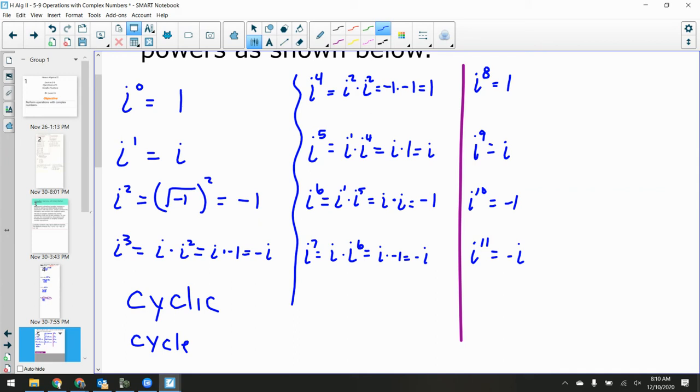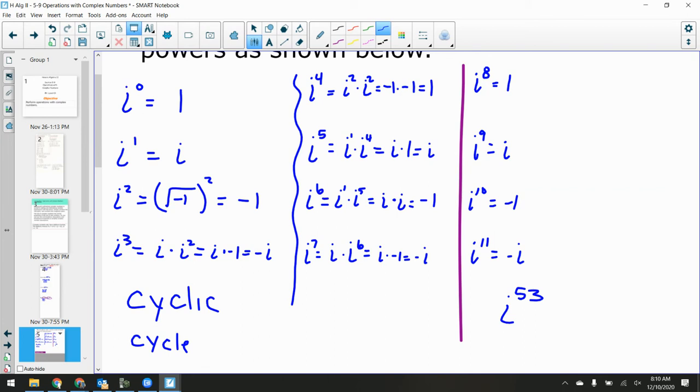So what we have here is a cycle of 4. Now, this is very interesting because any power of i can be reduced down into one of 4 things. Like, for example, if you've got i to the, I don't know, 53rd, I know it's got to be one of four things.